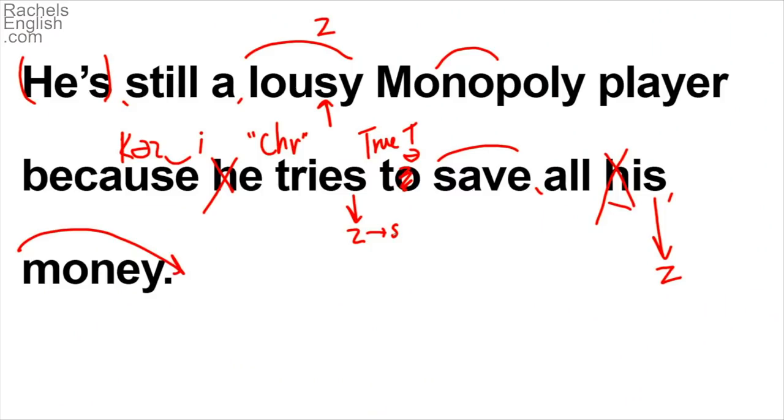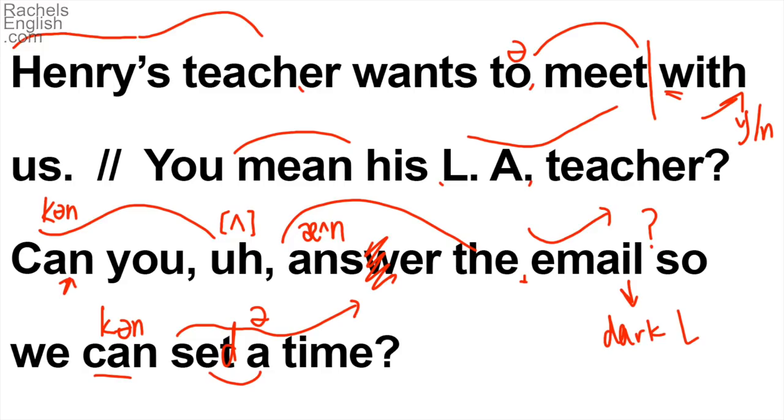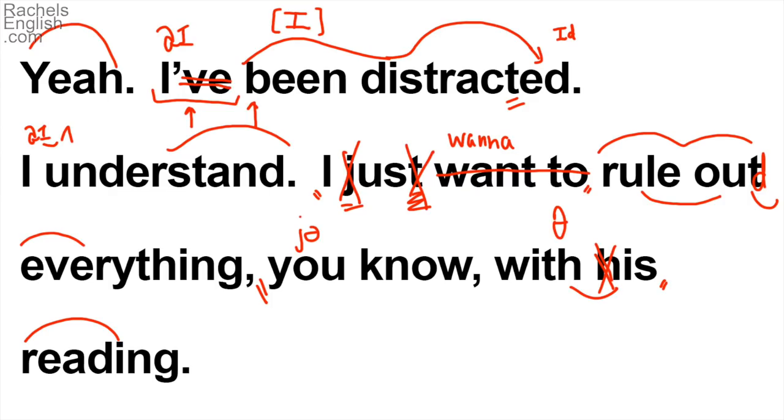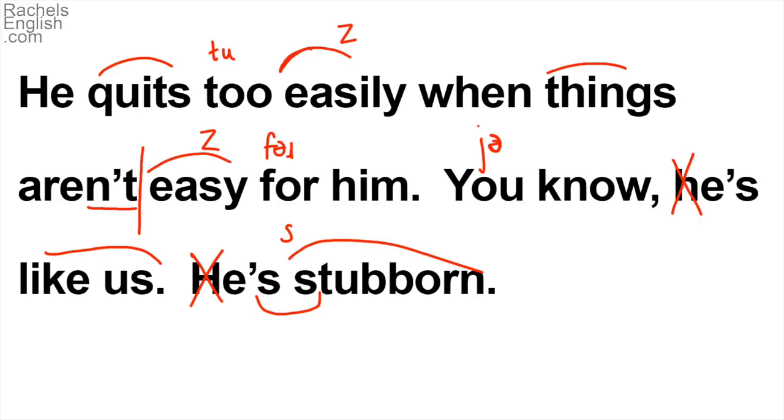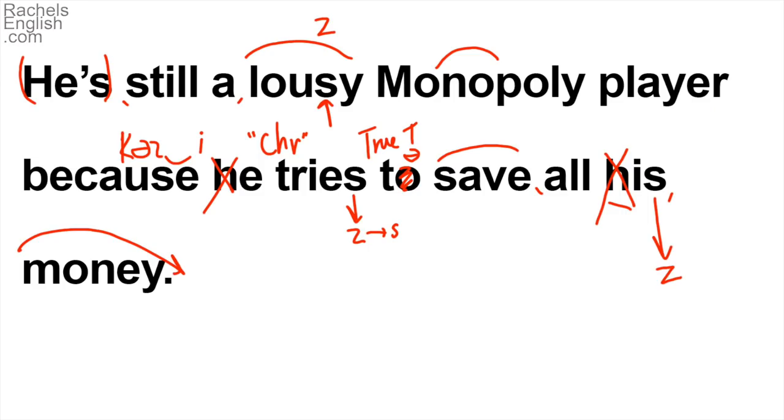Let's listen to this whole conversation one more time. Henry's teacher wants to meet with us. You mean his LA teacher? Can you answer the email so we can set a time? Yeah, I've been distracted. I understand. I just want to rule out everything, you know, with this reading. I just think he's a little overanxious. I think he wants it too much. He's off the charts in math. He quits too easily when things aren't easy for him. You know, he's like us, he's stubborn. He's still a lousy Monopoly player because he tries to save all his money.